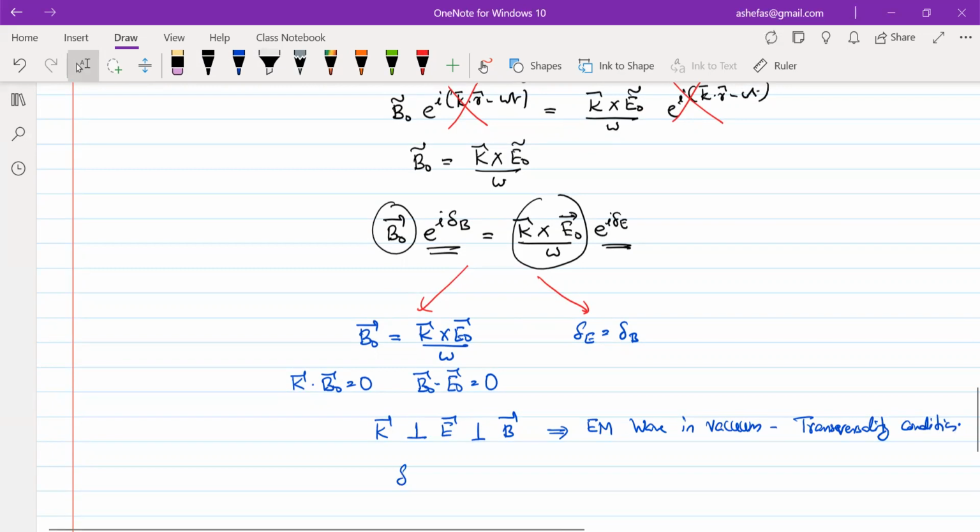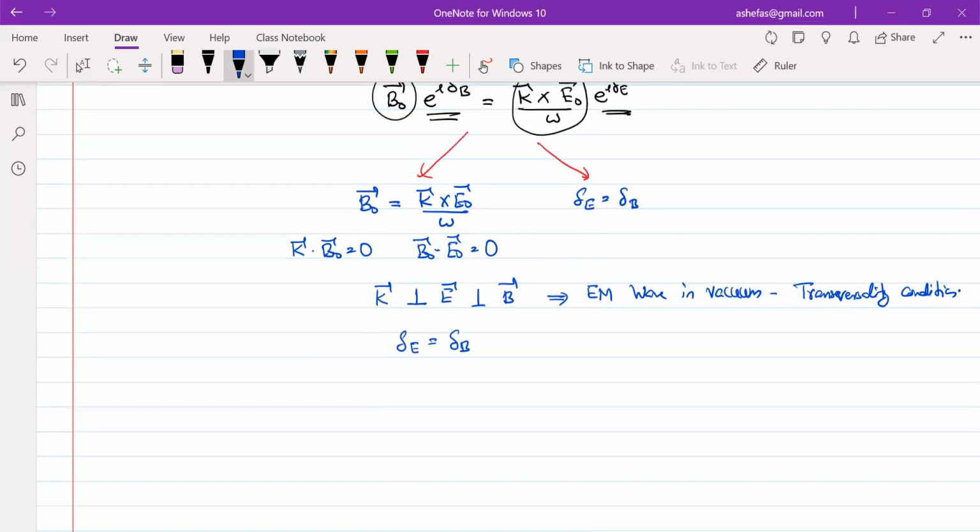And the other information is that the initial phases of the electric field and magnetic field are the same. So that means both the electric field and magnetic field oscillate synchronously. That is, whenever the electric field is 0, the magnetic field should also be 0. Whenever the electric field is maximum, the magnetic field should also be maximum. That is the meaning of the same initial phase. If the initial phases are different, then they will oscillate out of phase. They will not oscillate in phase.